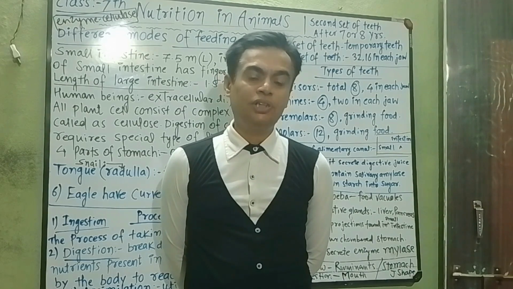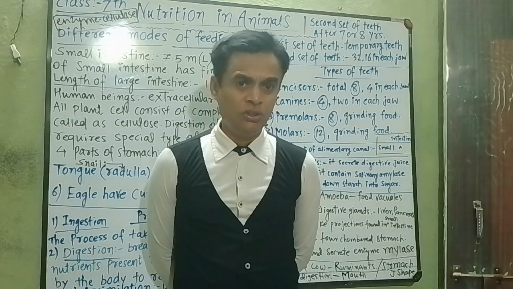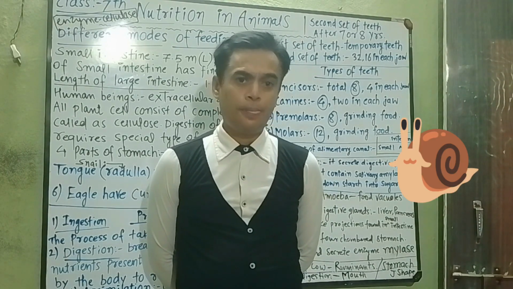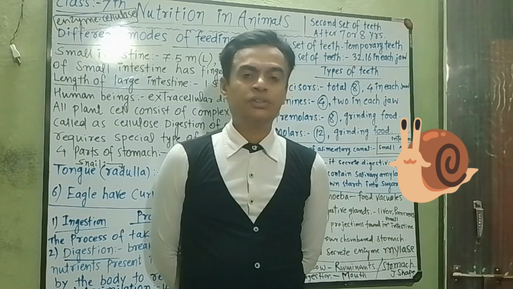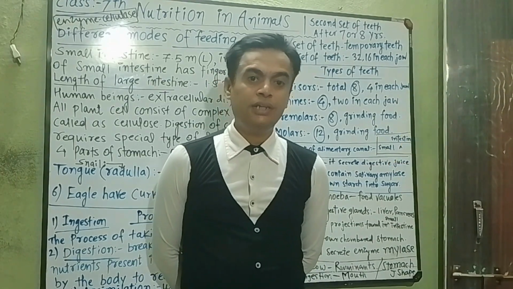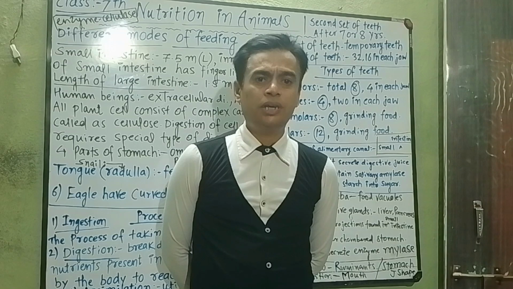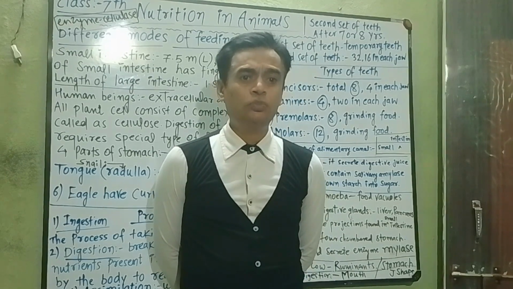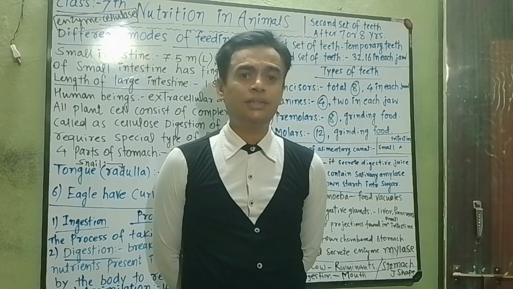Means each and every animal has a specialization for its feeding habit. Example, snail. Snail has a specialized tongue called radula. What is the function of the radula? Snail captures its food with the help of the tongue called radula.